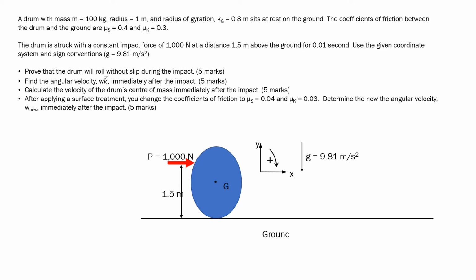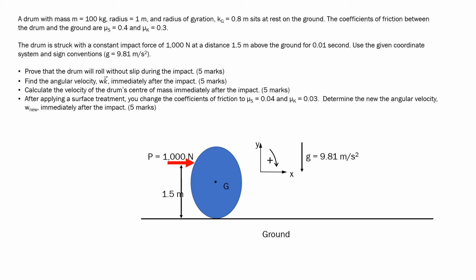A drum with mass equals 100 kilograms, radius 1 meter, radius of gyration of 0.8 meters, sits at rest on the ground. Coefficients of friction between the drum and the ground are mu sub s equals 0.4, mu sub k equals 0.3. The drum is struck by a constant impact force of 1,000 newtons at a distance of 1.5 meters above the ground for 0.01 second. Use the given coordinate systems and sign conventions.